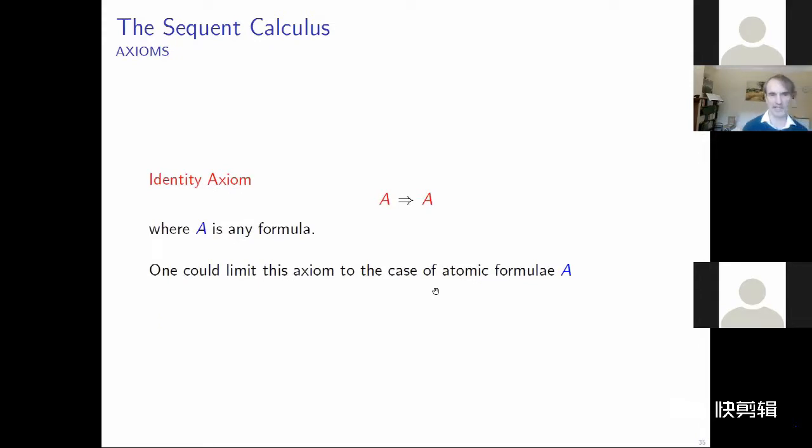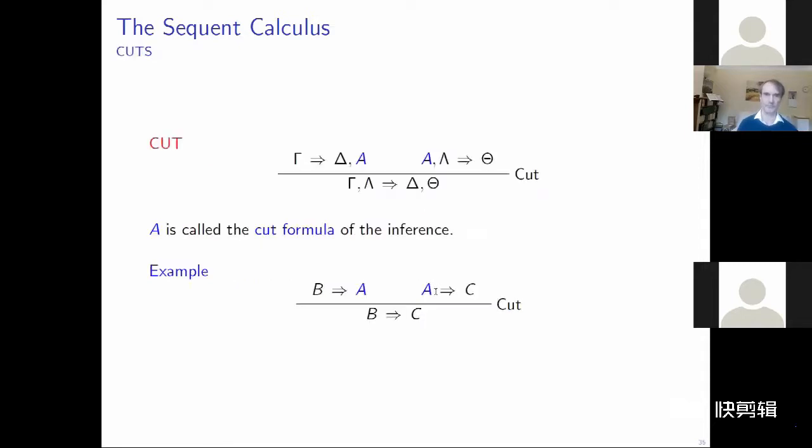Then you have to start somewhere. And one place to start is with axioms, where you just have identity axioms, A arrow A. And a crucial rule is the cut rule, where you have two premises.